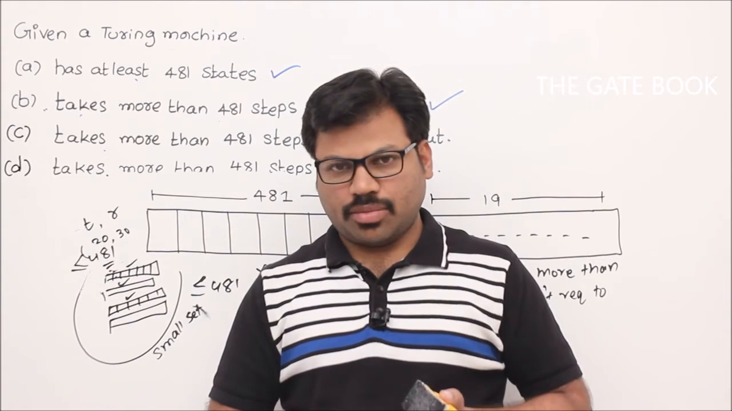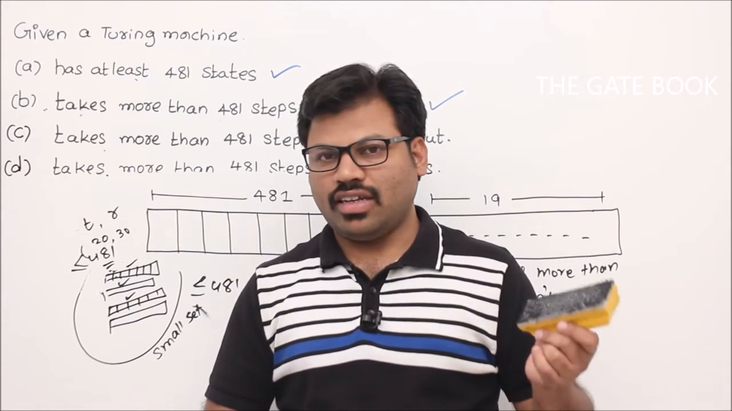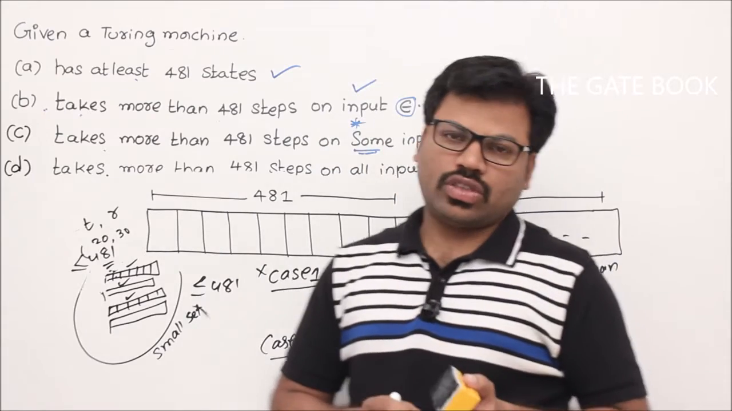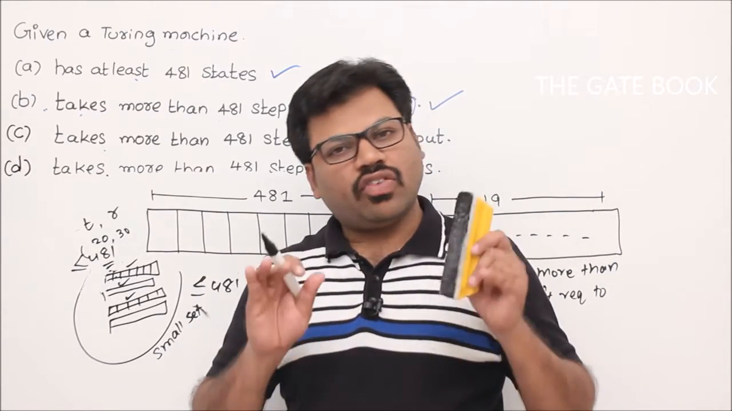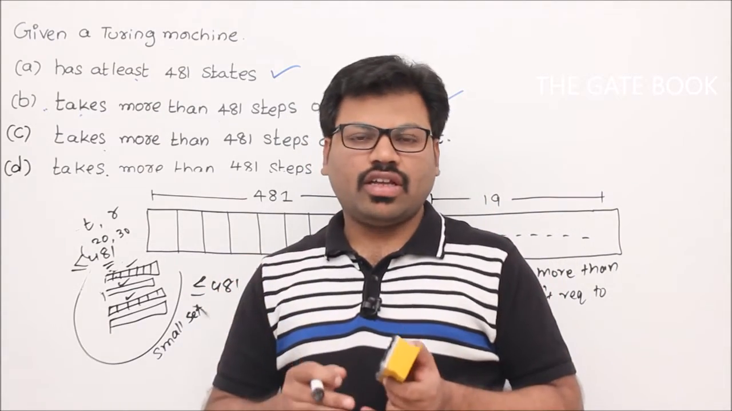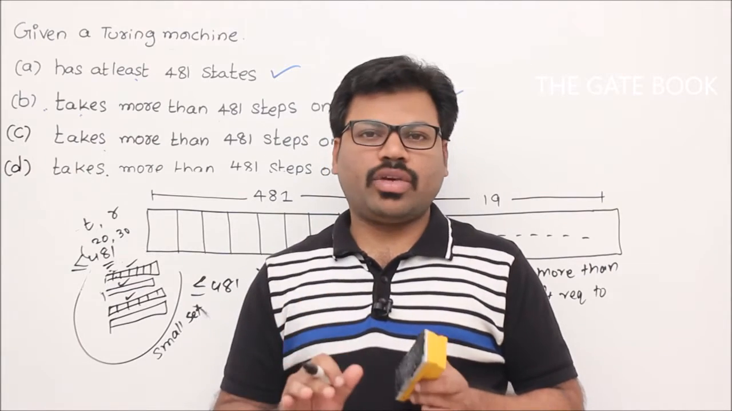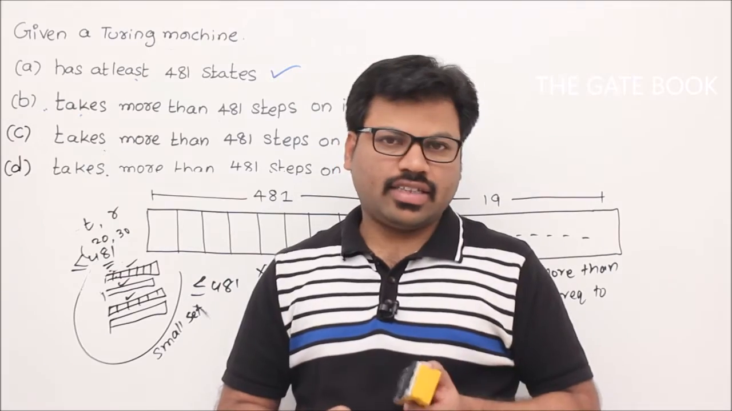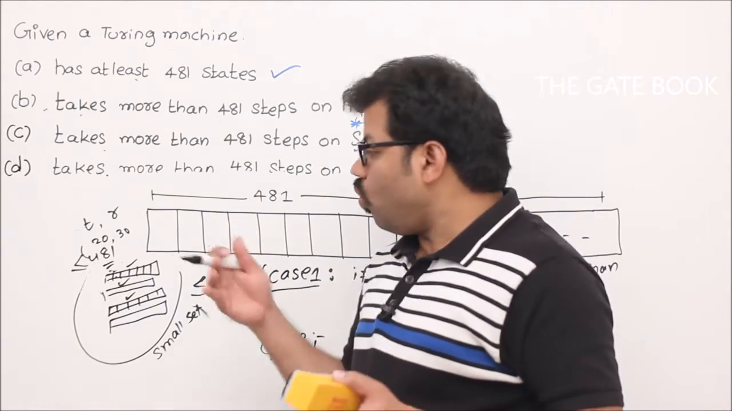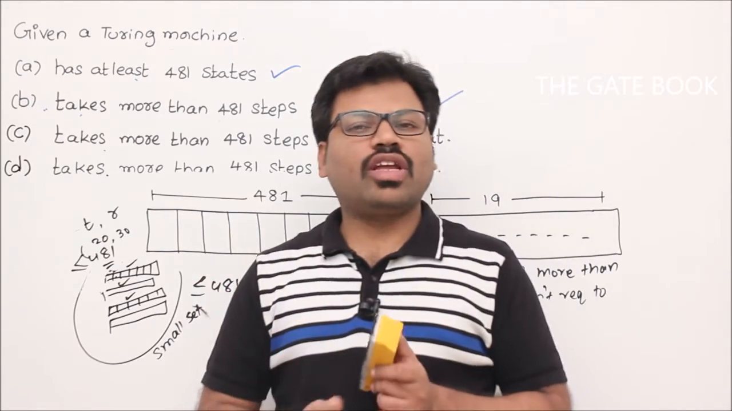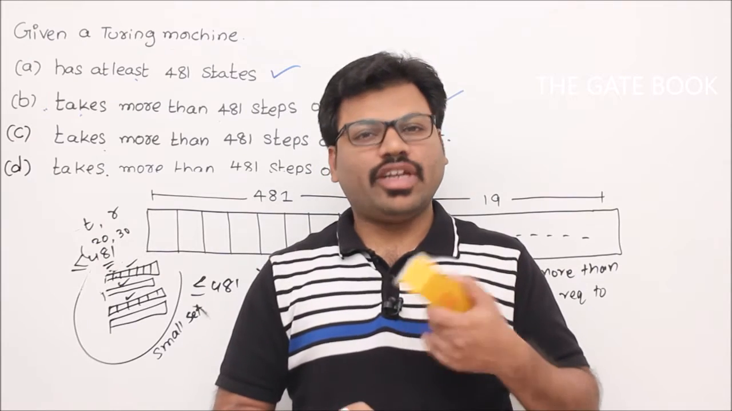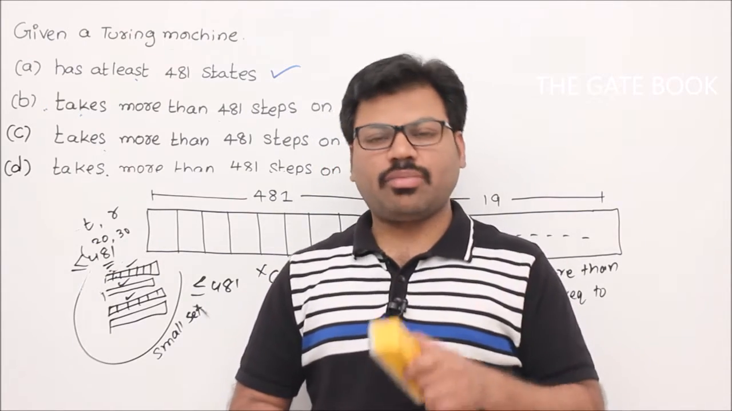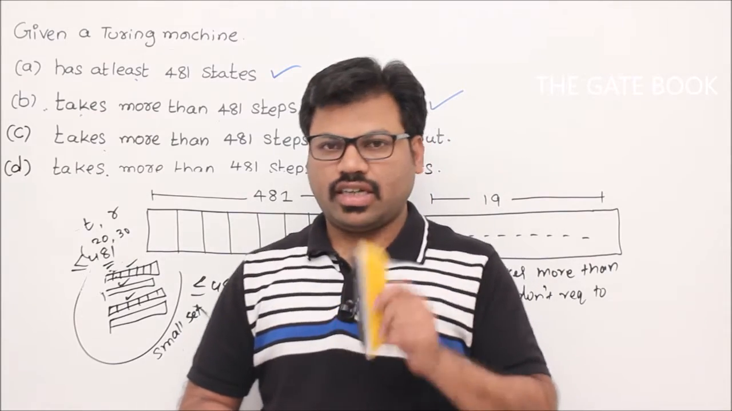Similarly, after 30 steps, if your Turing machine goes to the final state, exactly at the 30th step, after that it will stay there only. Then we say that the Turing machine has run for exactly 30 steps. Understand? Now who is required to run for more than 481 steps? Those that don't halt, that means they don't go to the T state or R state, that is, the final state or reject state. Remember it.